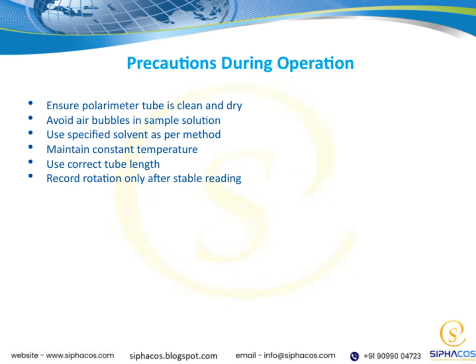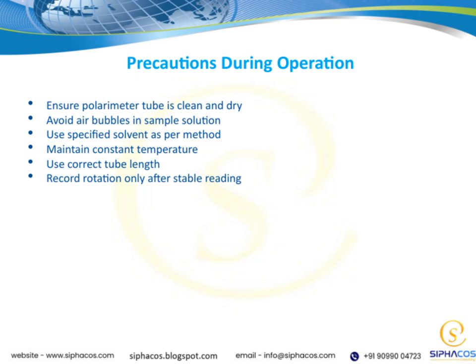Additionally, use the correct tube length specified for your experiment. Using the wrong length can lead to inaccurate calculations. Finally, always record the rotation only after the reading has stabilized. Don't rush. Wait until the needle or digital readout shows a steady value before noting it down. These precautions help ensure that your measurements are precise and reliable, which is essential for the overall accuracy of your analysis.